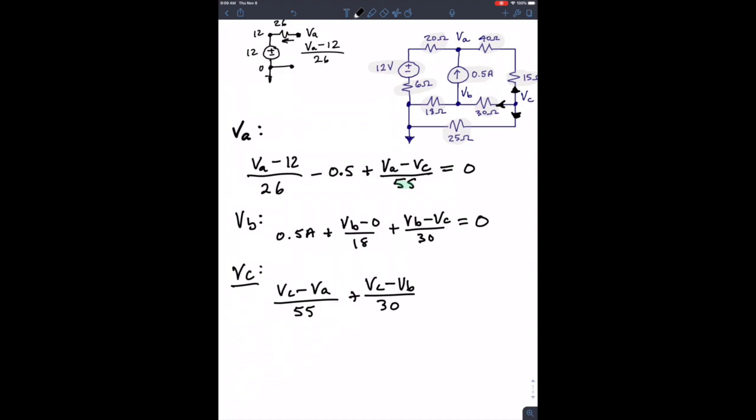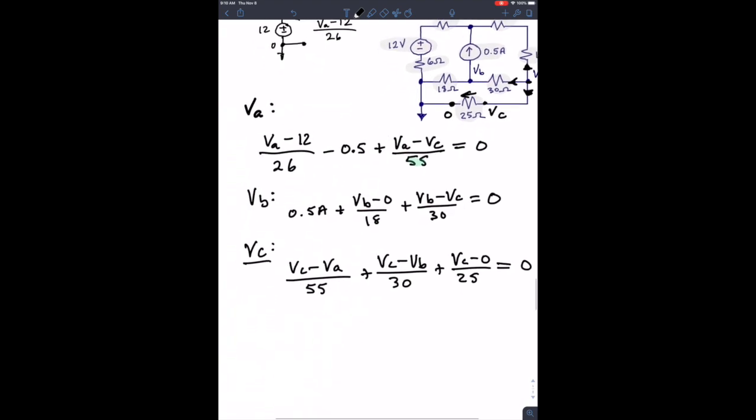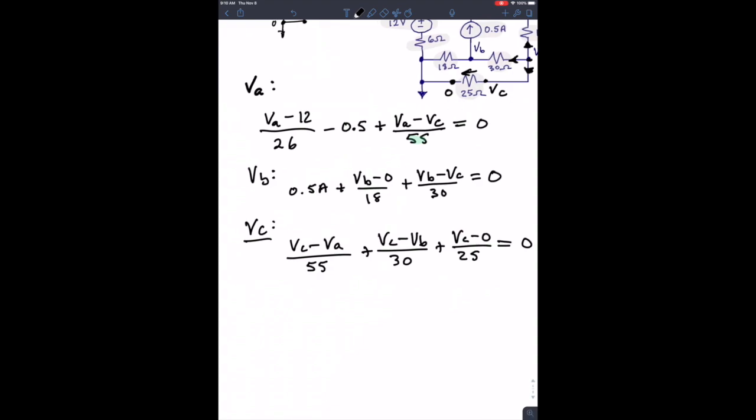Moving down we have this dot VC, so VC is right here, and then this is the reference node, 0. So this current coming down and back to the left would be VC minus 0 divided by 25. And again, the sum of currents equals 0. So those are the node equations. It gives you 3 independent equations and 3 unknowns. You can solve for all 3 variables, VA, VB, and VC.